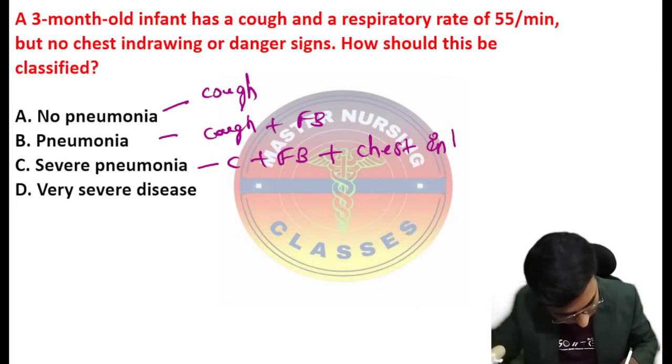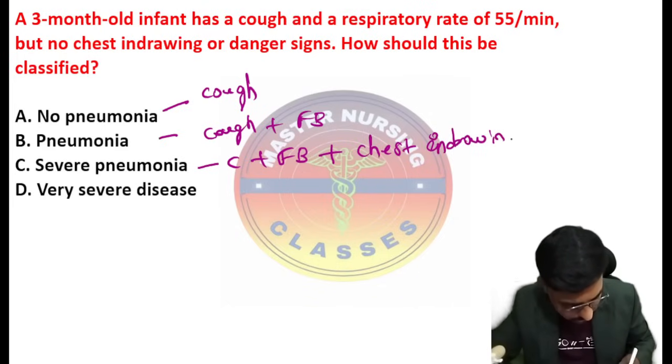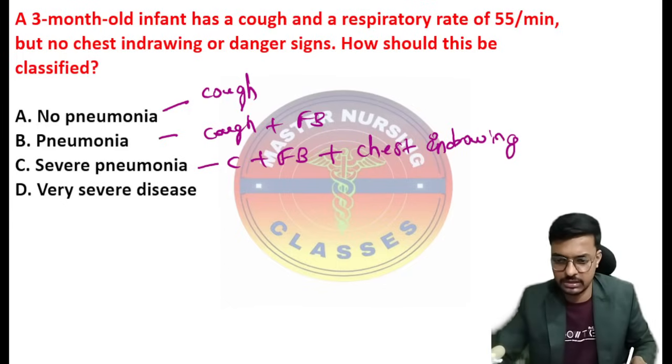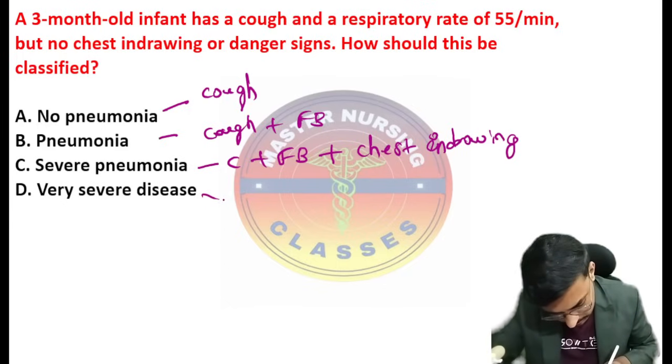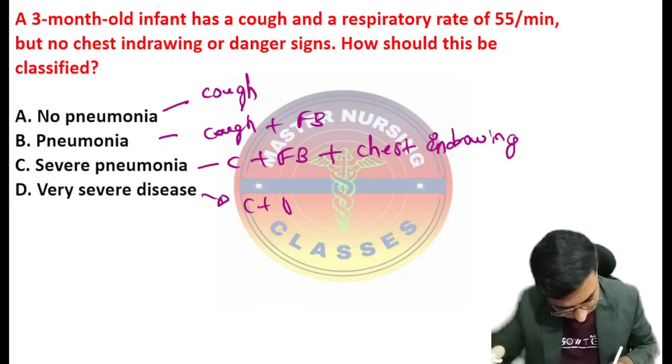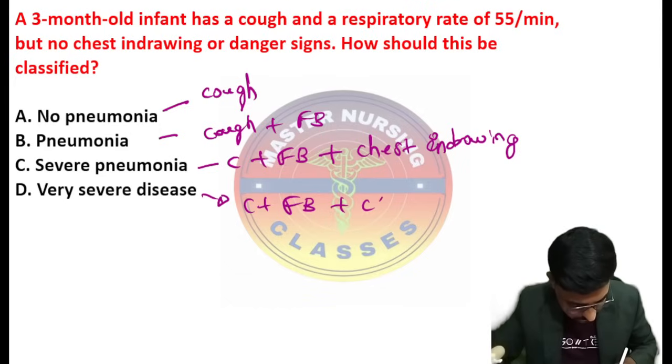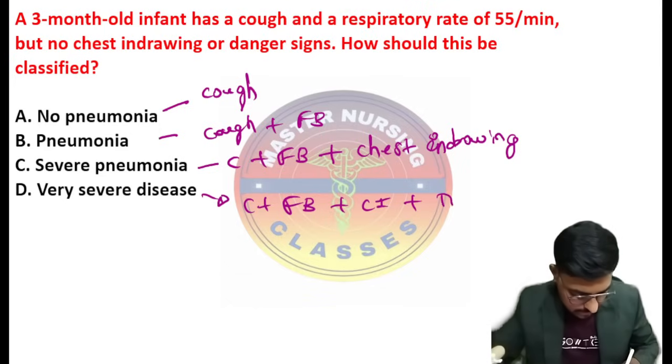Okay, using of the accessory muscles for respiration. That is severe pneumonia. Okay, in very severe pneumonia, cough plus fast breathing plus chest indrawing plus danger sign.